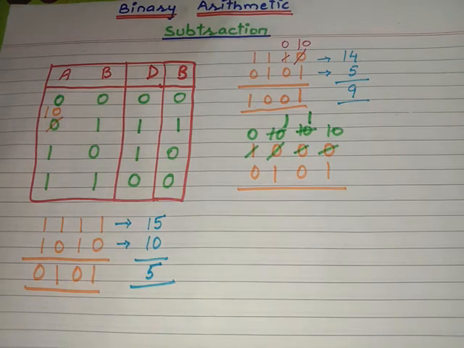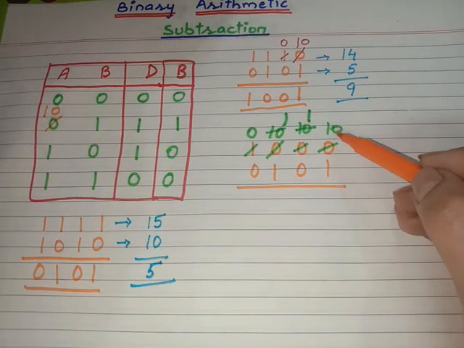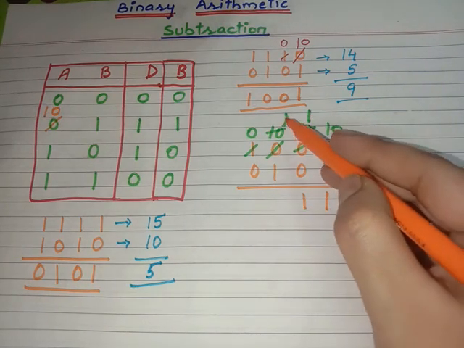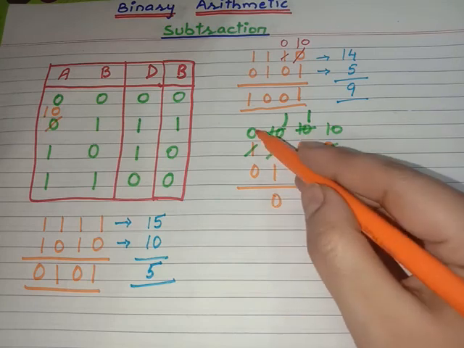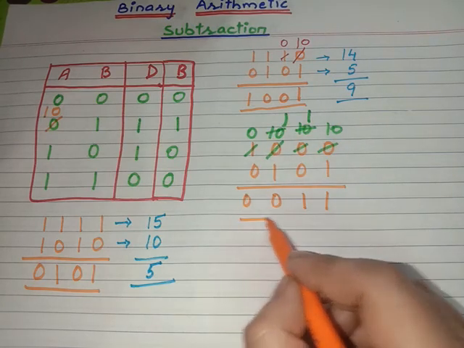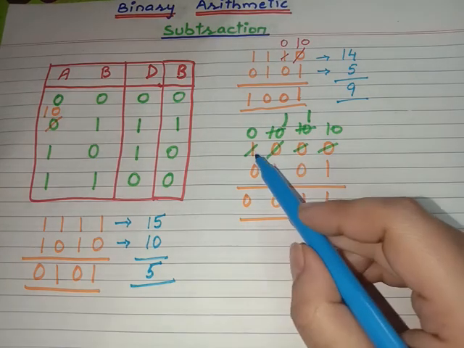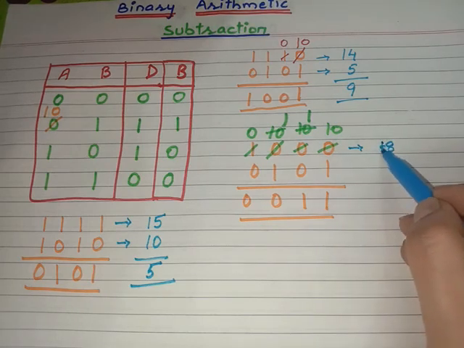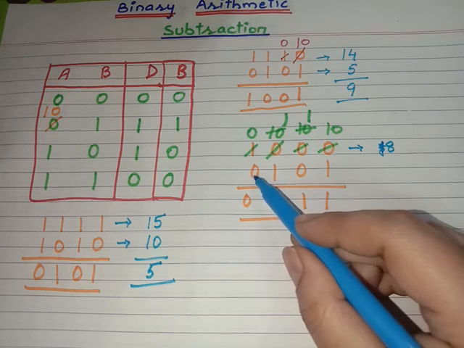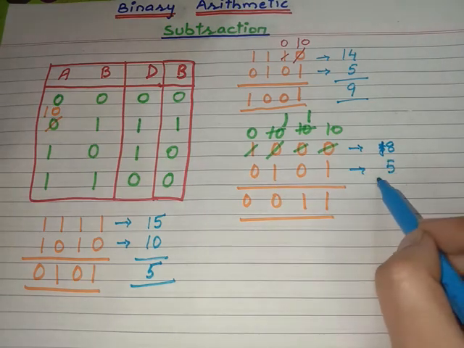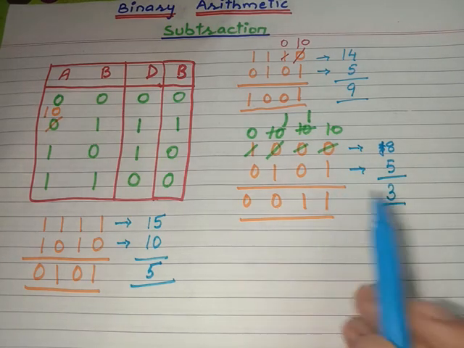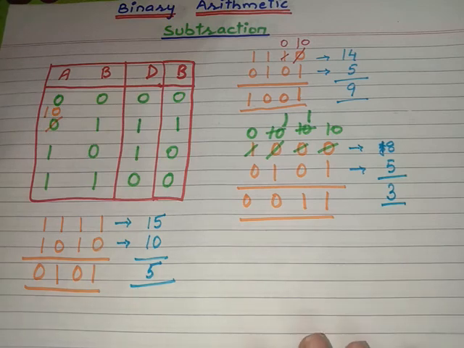Now you can simply subtract the numbers. 10 minus 1 is equal to 1. 1 minus 0 is equal to 1. 1 minus 1 is equal to 0, and 0 minus 0 is equal to 0. You can also recheck your answer. 1000 is 8, and 0101 is 5. So 8 minus 5 must be equal to 3. You can see 0011 is also equal to 3. So this is the method of how you perform binary subtraction.